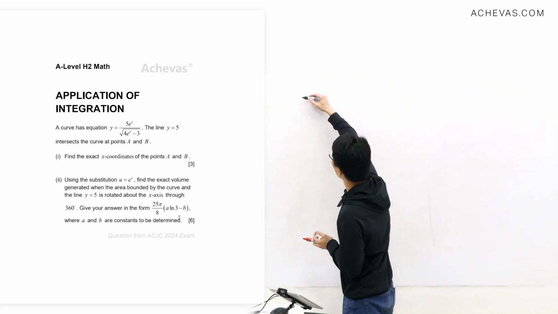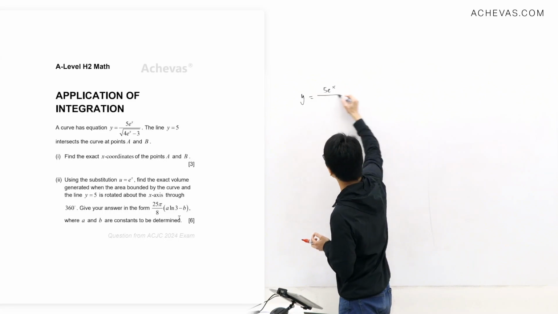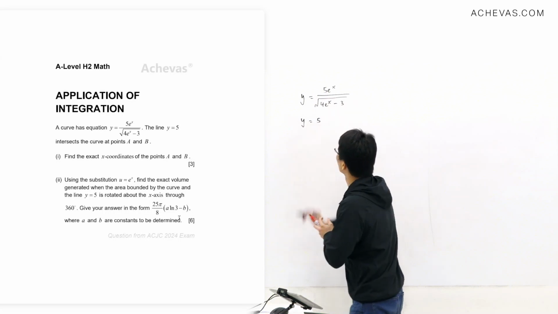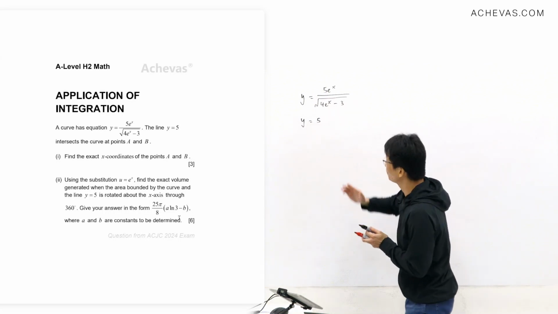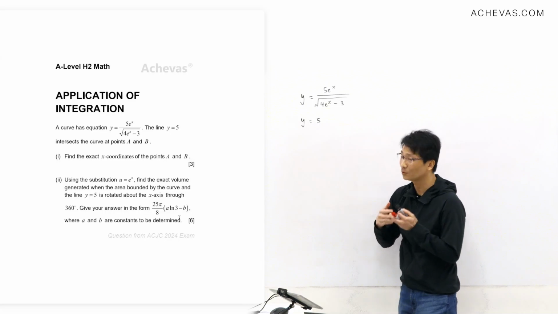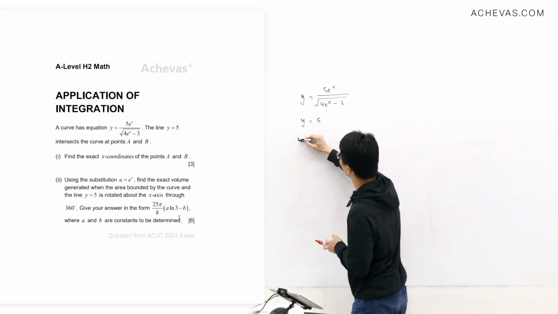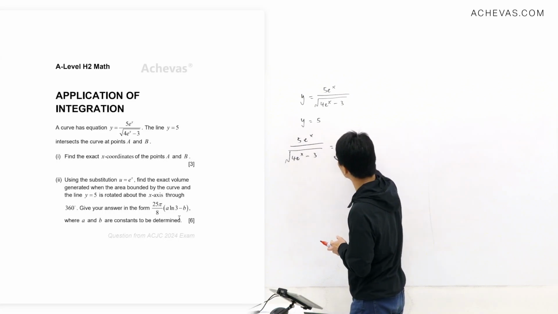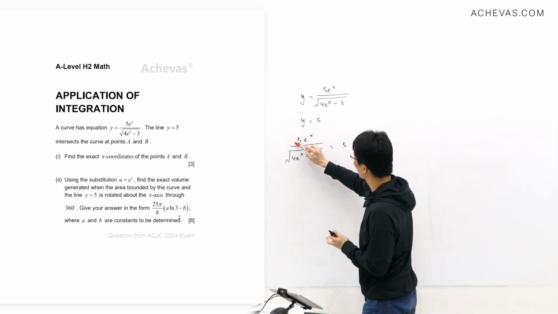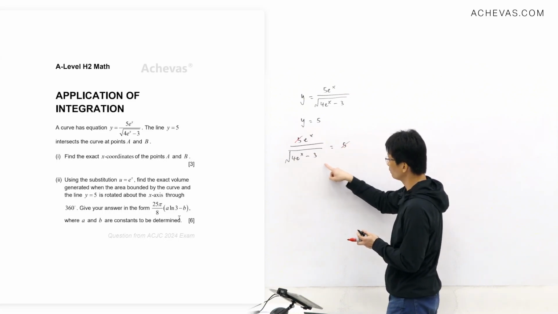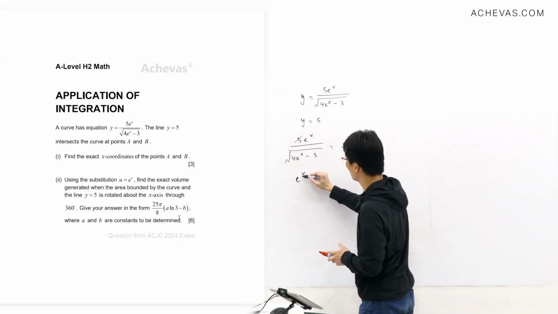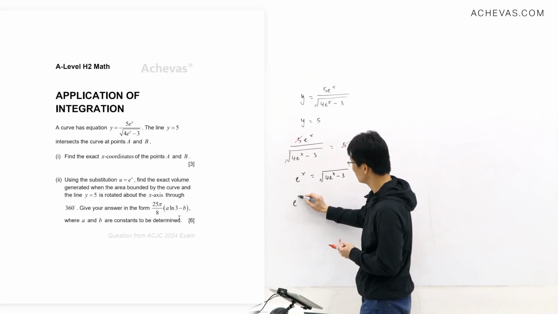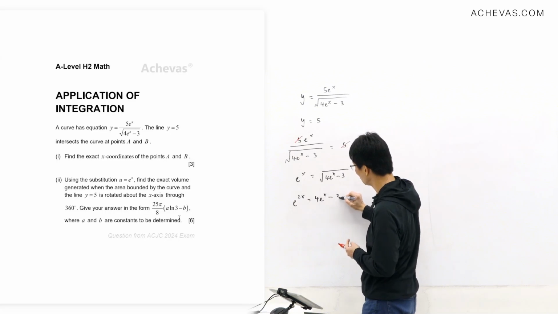So we have y equals 5e to the power x over the square root of 4e to the power x minus 3, and y equals 5. To find the x coordinate, I will treat this like a pair of simultaneous equations, equate them together and try to solve for x. So 5e to the power x over the square root of 4e to the power x minus 3 equals 5. This 5 can be cancelled away. I'll multiply the square root over to the other side and get e to the power x equals the square root of 4e to the power x minus 3. I will square both sides, so e to the power 2x equals 4e to the power x minus 3.